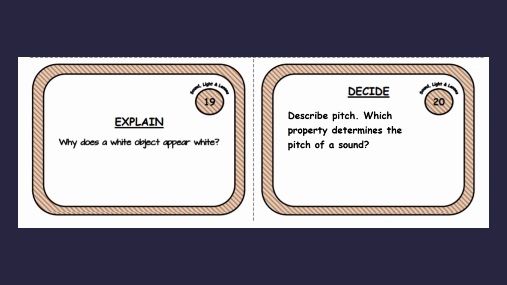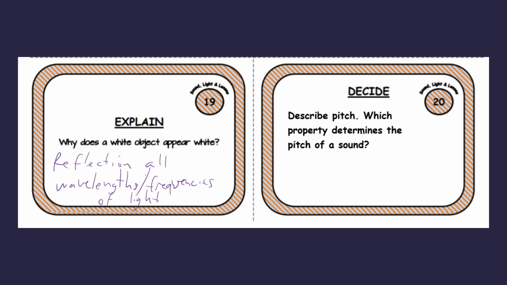All right. Why does a white object appear white? It is reflecting all wavelengths. And when I say wavelengths, I'm also referring to frequencies of light.